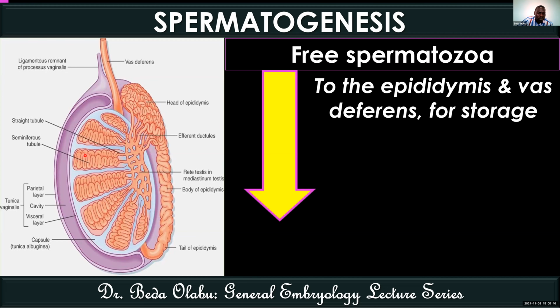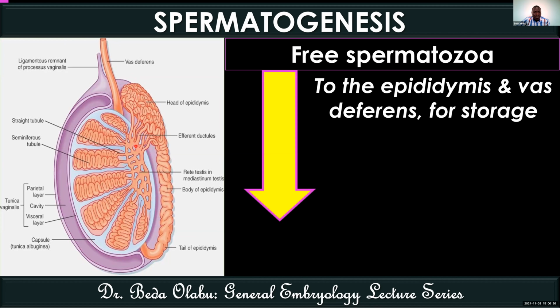Now, how will they move? Look at this image. These are the seminiferous tubules of the testis. From there, they move to this part which we call the straight tubules. Multiple straight tubules meet within this complex structure, which we call the rete testis. The rete testis is an anastomosis of the straight tubules of the testis. So from the seminiferous tubules, sperms go to the straight tubules, then to the rete testis, which is an anastomosis.